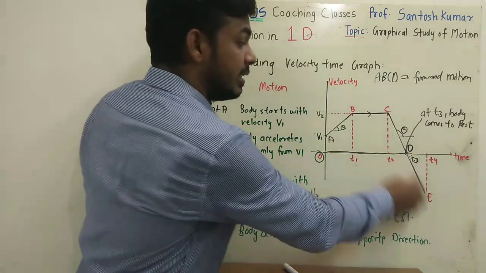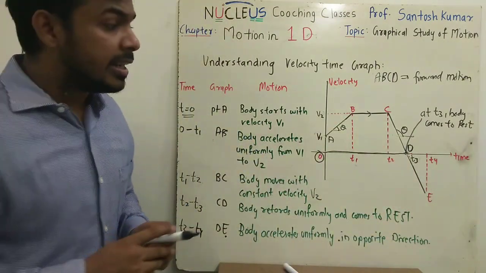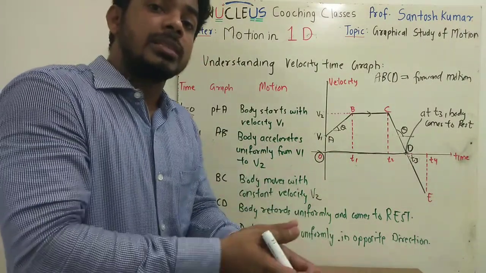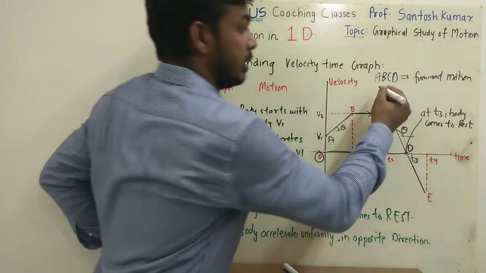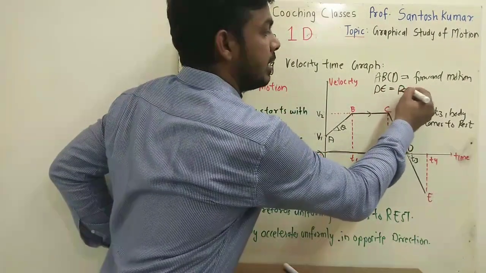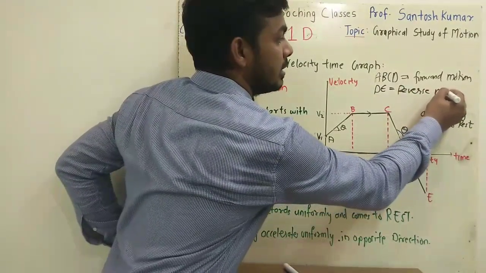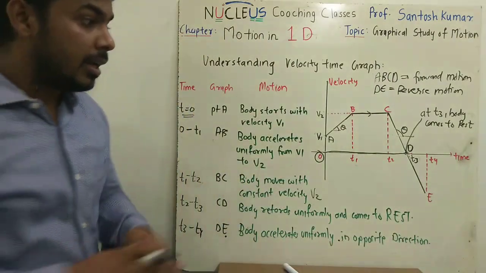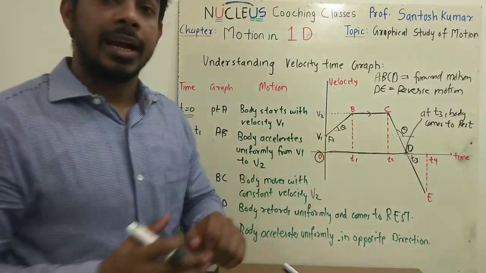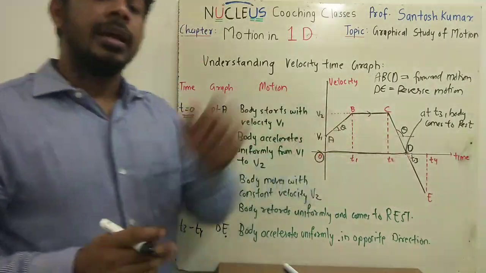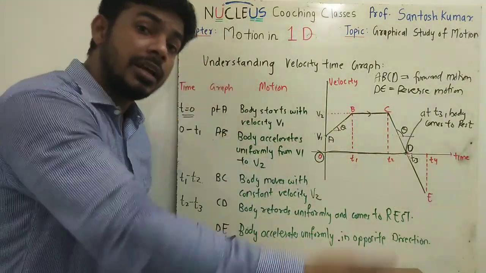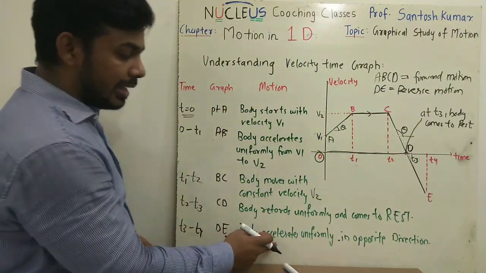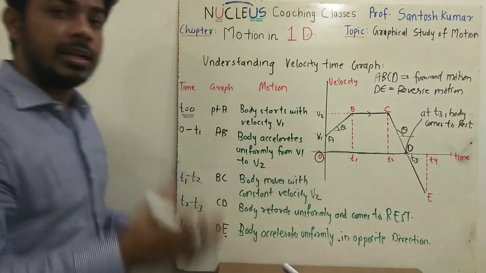Now if I talk about region DE, it indicates negative velocity. That means now the body starts moving in the reverse direction. Region DE indicates reverse direction or reverse motion. Now the body is moving in the opposite direction. DE is again a straight line with negative velocity. It means it's a uniform acceleration in the opposite direction. So in region DE, the body accelerates uniformly in the opposite direction.